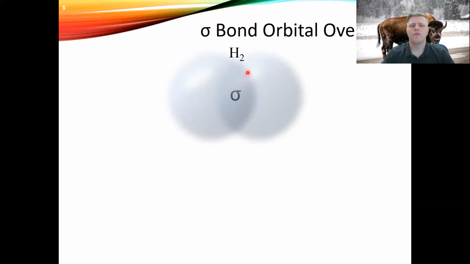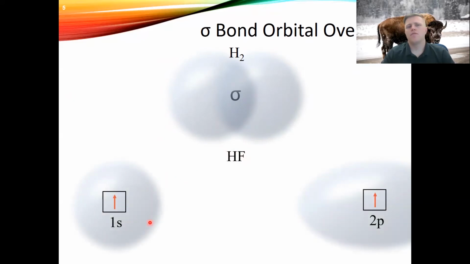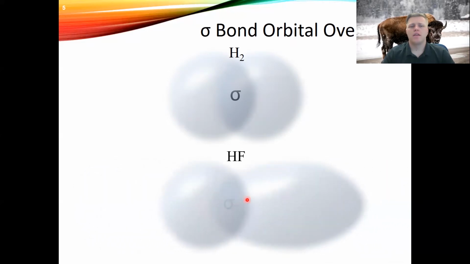This is the case for two s orbitals overlapping, but if we had something like hydrogen fluoride, or hydrofluoric acid more properly, then the hydrogen would have a valence electron in the 1s shell, the fluorine would have a valence electron in the 2p orbital, and these would then overlap, and the density in between, again, would be that sigma bond. So you can get this sigma bond between s orbitals, between s and p orbitals, and between p and p orbitals, whatever you need to get the job done.